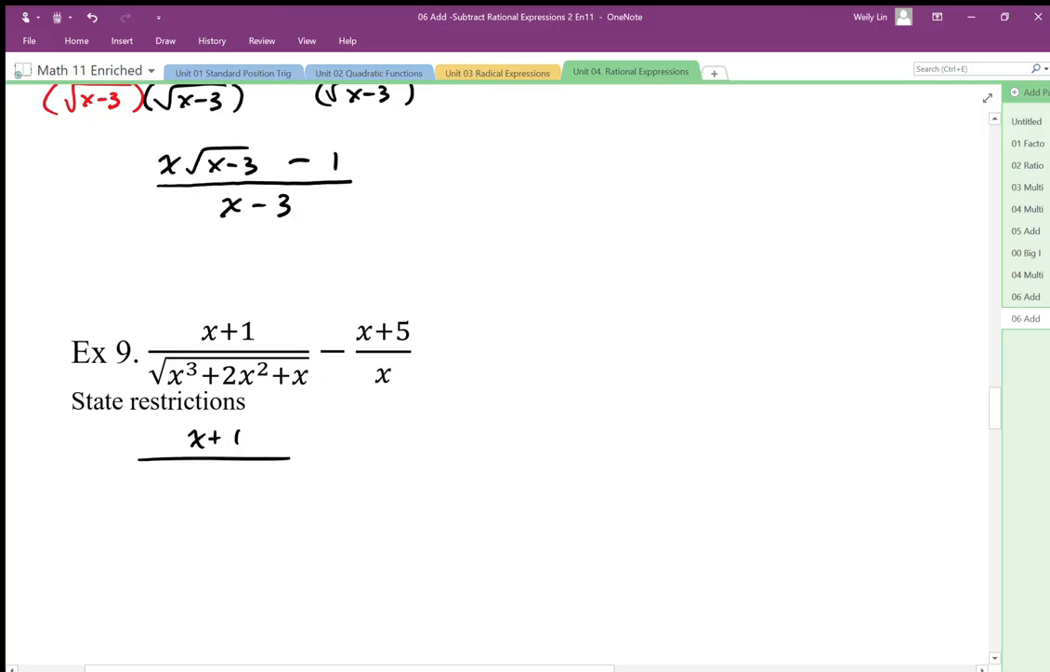So we're going to factor out x, and that's going to be x squared plus 2x plus 1. That's a perfect square.